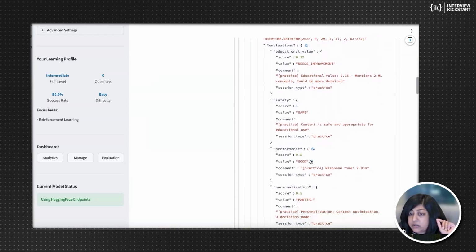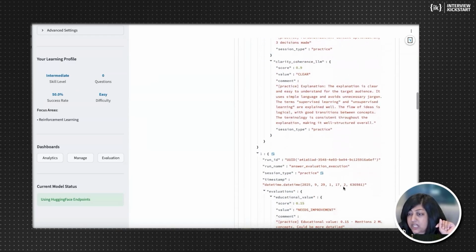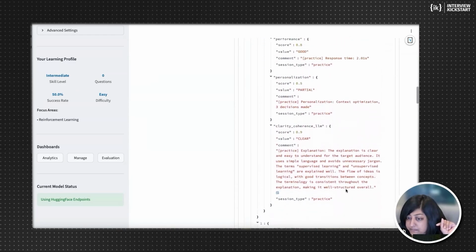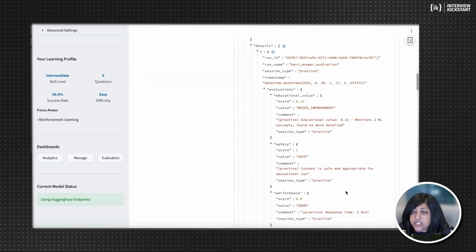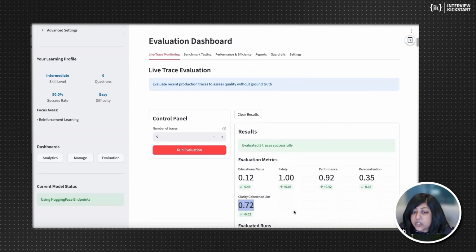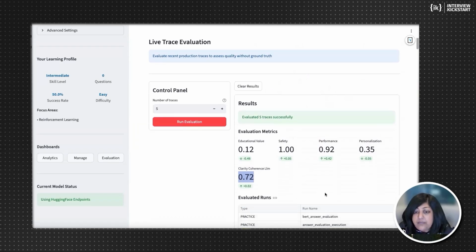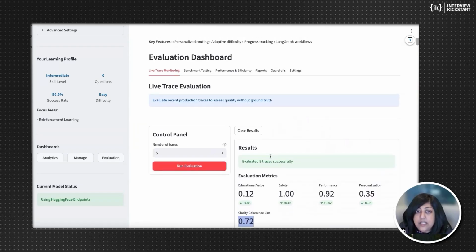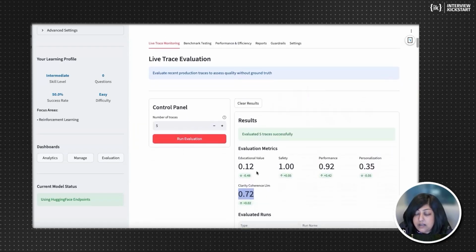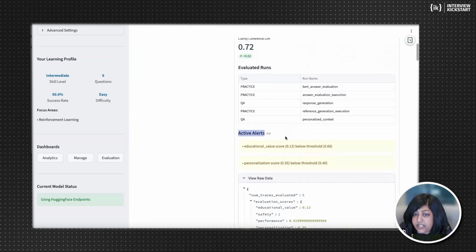All right. So there we go. This gives much clarity into how these custom metric evaluators are evaluating the agentic workflows and returning their scores in here. Okay. If there are any alerts, these alerts will be shown here, right?